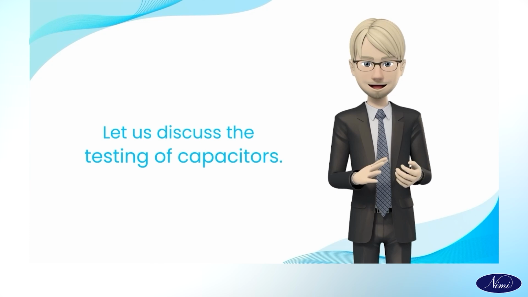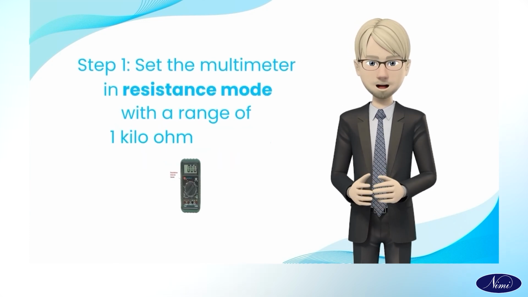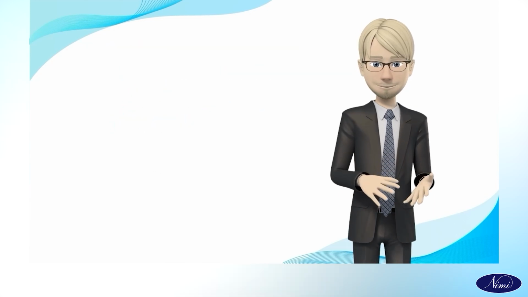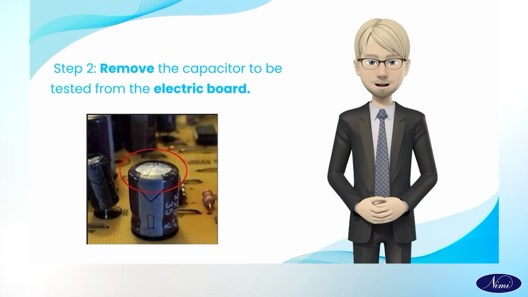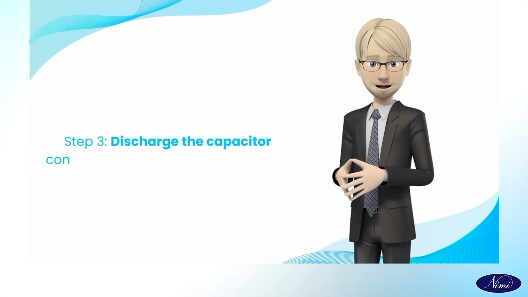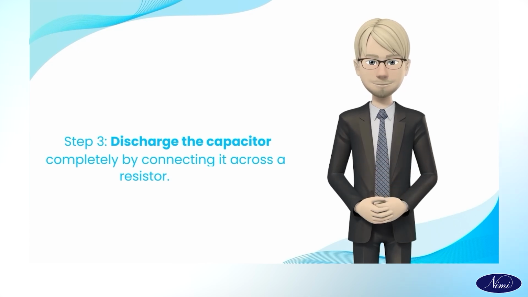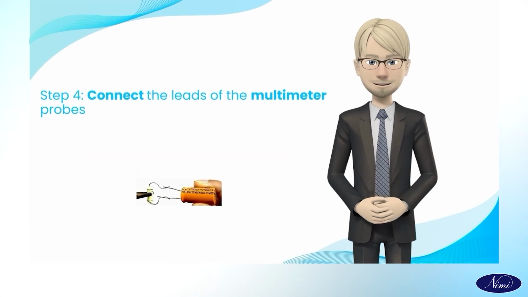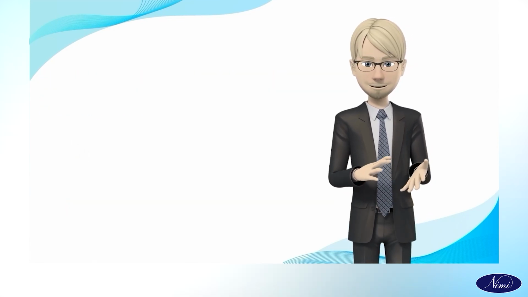Let us discuss the testing of capacitors. Set the multimeter in resistance mode with a range of 1 kilo ohm. Remove the capacitor to be tested from the electric board. Discharge the capacitor completely by connecting it across a resistor. Connect the leads of the multimeter probes to the positive and negative terminals of the capacitor.